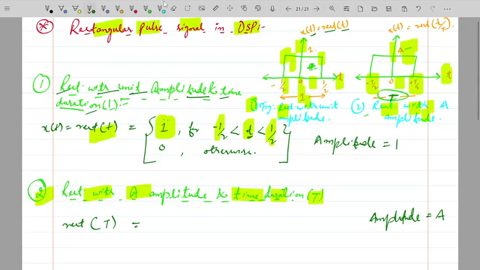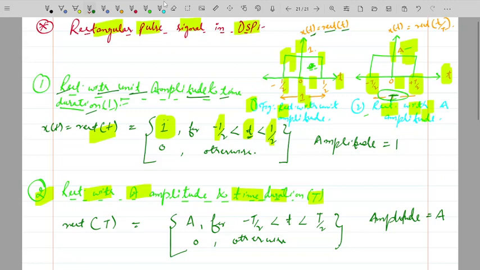So we get the signal for the second rectangle with the amplitude a. At that particular condition, we get the amplitude a for the value of t divided in two parts, from minus t by 2 to plus t by 2, and 0 otherwise. So here also this condition is considered when the amplitude is a, so we find out the amplitude of a.